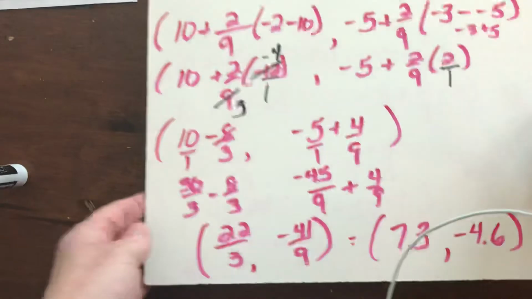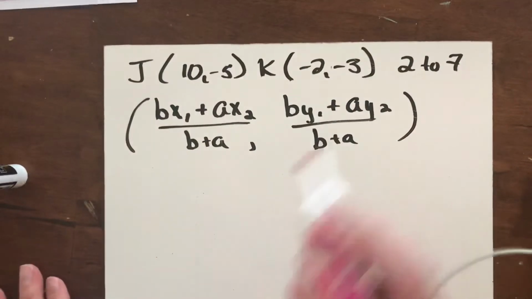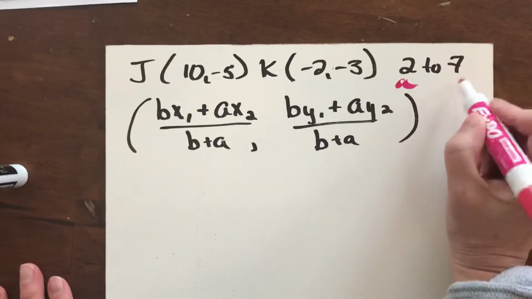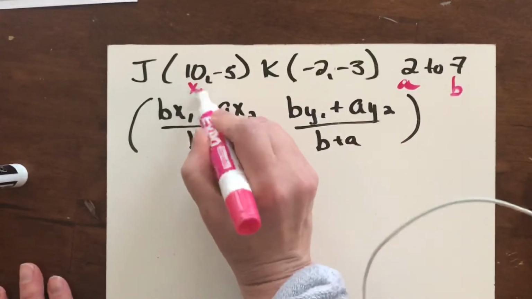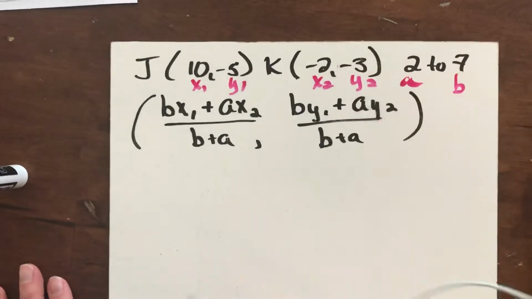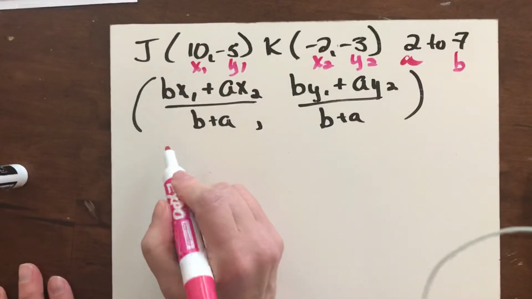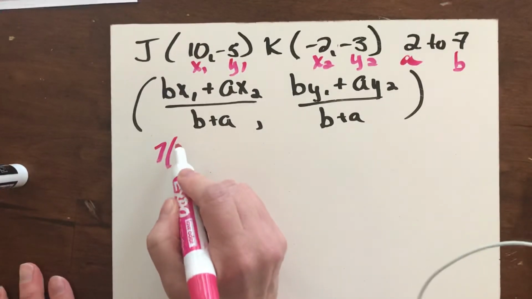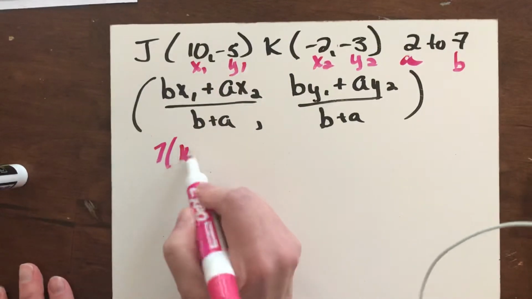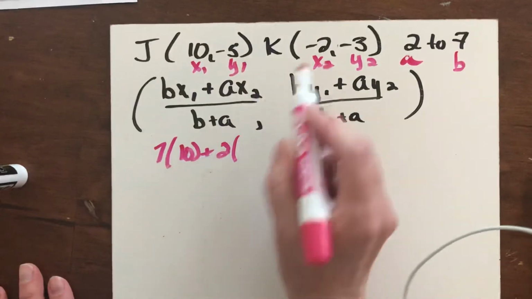Now, if you want to use the shorter one, let's look at this. We're going to use the same numbers, but we're going to use this formula. So again, we got to identify. This is A, this is B, this is x sub 1, this is y sub 1, this is x sub 2, this is y sub 2. And all I do is plug in. Side by side means to multiply. So I need to multiply 7 times x sub 1, which is 10, add it to A, which is 2, times x sub 2, which is -2.